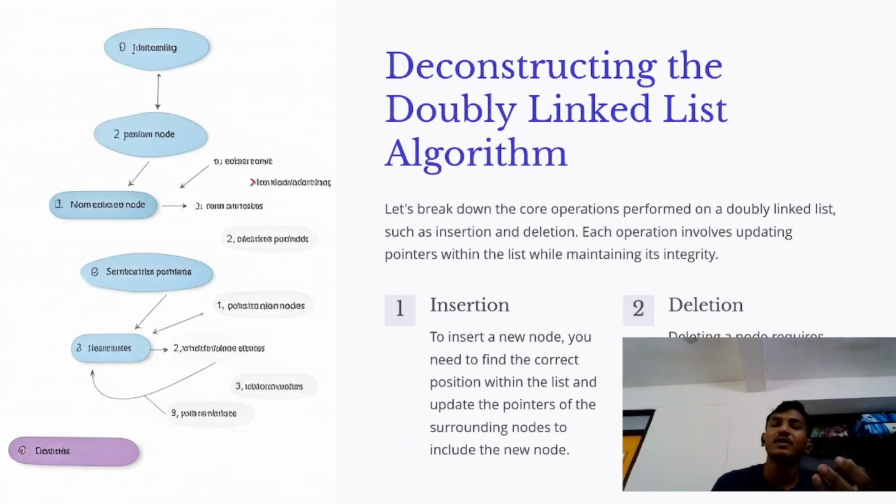Deconstructing the doubly linked list algorithm. How does navigation work in a doubly linked list? Moving backward, start at the current page node. Check if there is a previous node, current.prev. If yes, move to the previous node. If no, you have hit the start of the list. You came to the first part of the list.